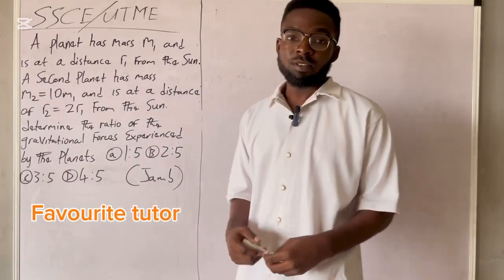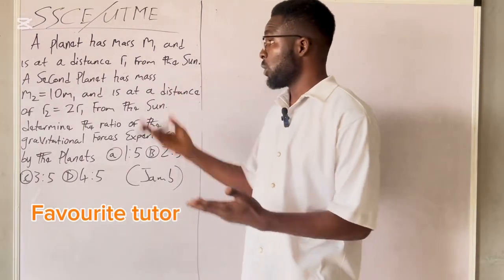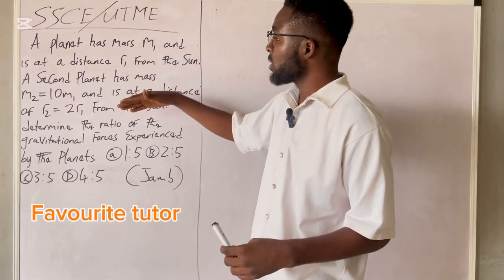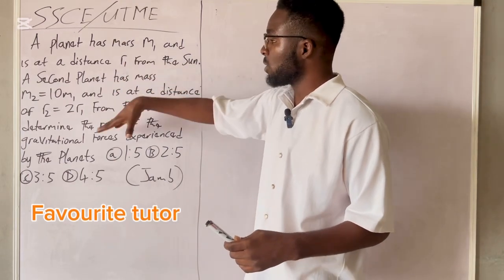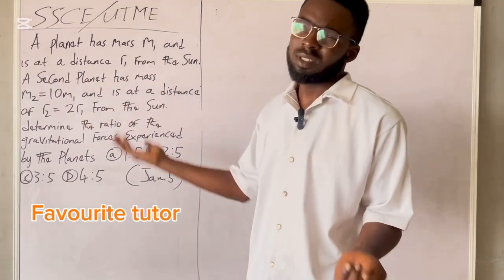Now this is a JAMB question. We are taking the ratio of what? Forces. The gravitational forces between the first planet and the second planet. It's very simple.